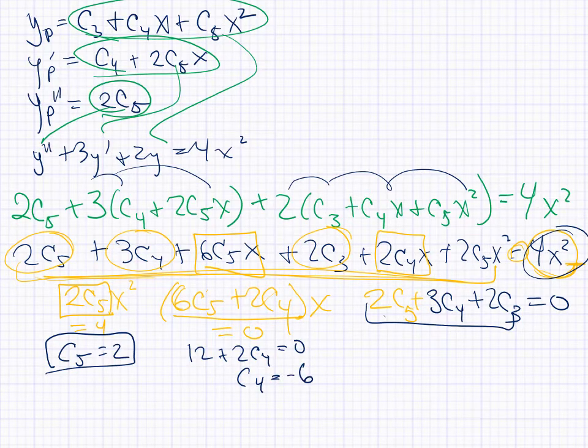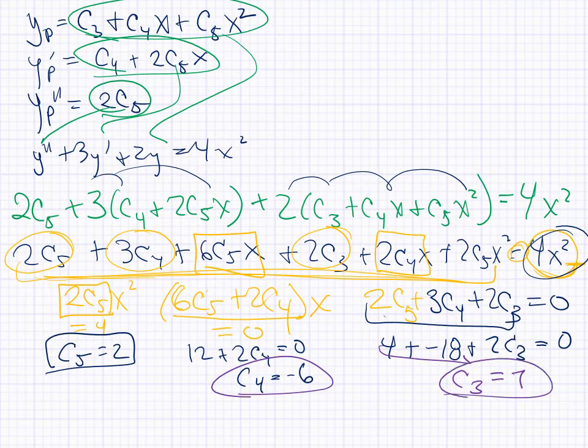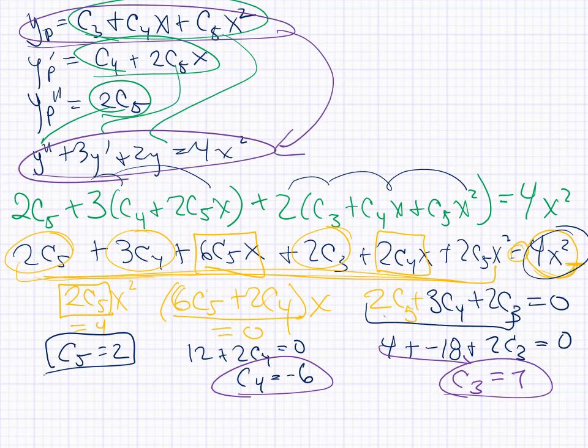And if that's the case, then this tells me that 4 plus negative 18 plus 2c3 has to equal 0. So therefore c3 equals what? This will be negative 14, so this will be 7. And so now I know what those values would have to be in order for this y sub p to solve the differential equation. This is what c3, c4, and c5 would have to be. So that tells me that y sub p would actually equal 7 minus 6x plus 2x squared.